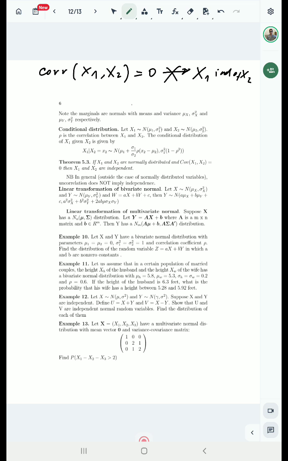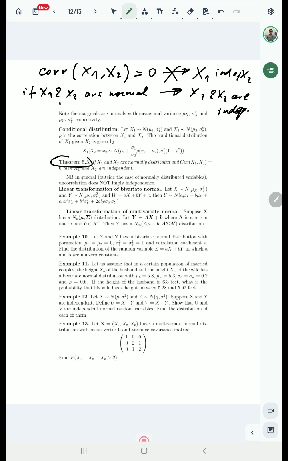In that case, if x1 and x2 are normal, then that will automatically imply that x1 and x2 are independent. That is a specific case, you see. That's kind of an exception to the general rule. Okay, that is theorem 5.3. You have to know that.